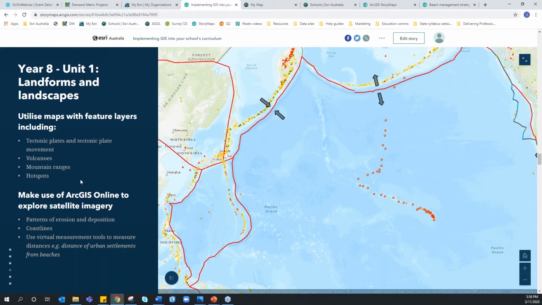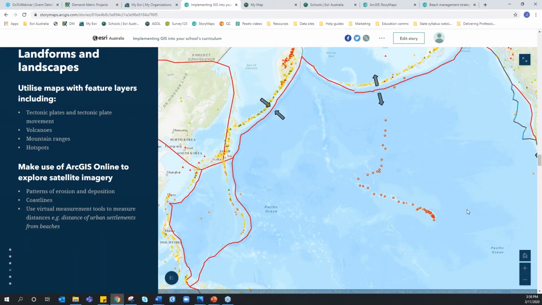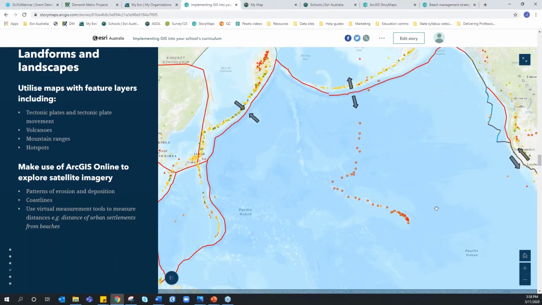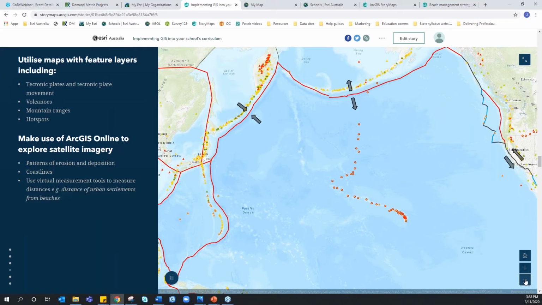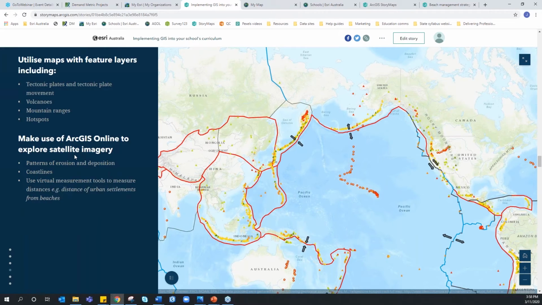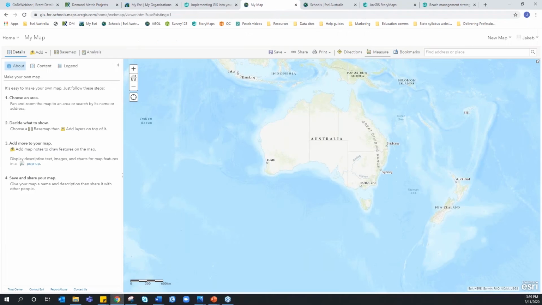Another super simple one is that sometimes you don't even need to add feature layers. You don't even need to add data. Sometimes you might just wish to look at satellite imagery and look at how land use is playing its part in processes like erosion and deposition, so in the preservation or the degradation of coastlines. You can also simply use a map to use virtual measurement tools. So I'll just show you really quickly.